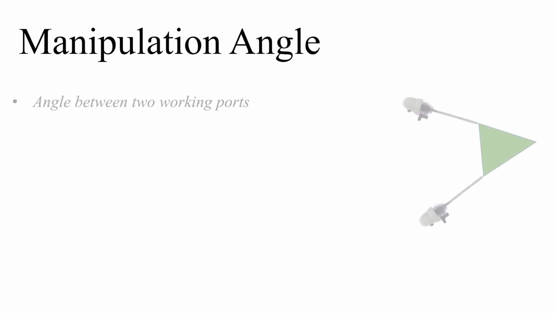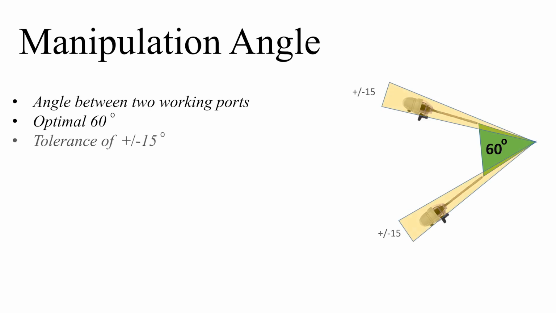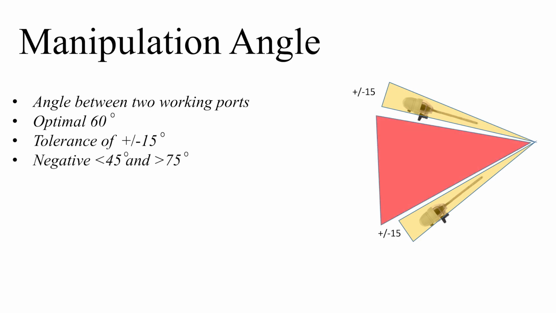Manipulation angle is the angle between two working ports. It was first introduced by Hanna in his research for optimal port placement when executing a difficult task such as intracorporeal endoscopic knotting. He found that a 60-degree angle had a statistically significant shorter execution time and the highest performance quality score. A 15-degree variation was tolerated, but beyond that, a negative effect on the surgical task was observed.